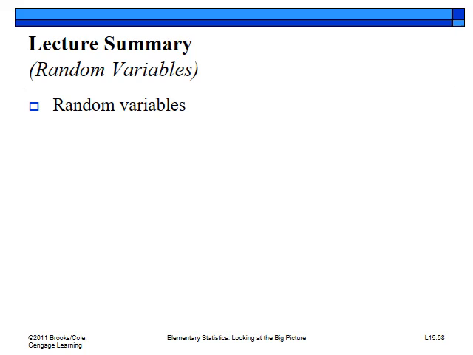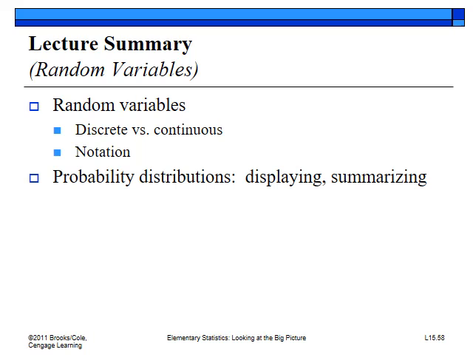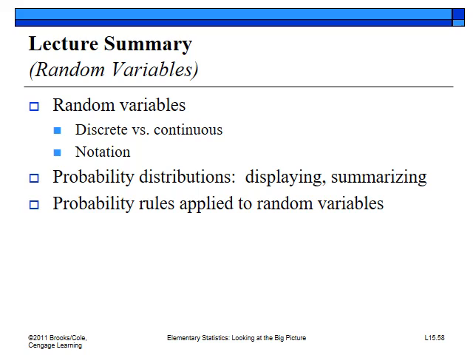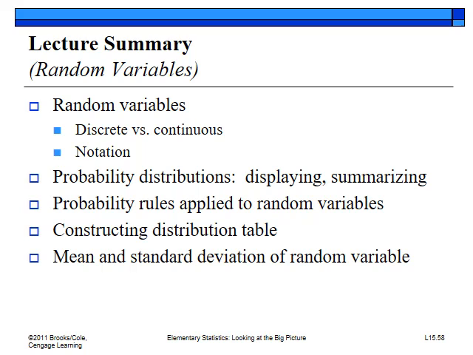So in this lecture, we've talked about random variables. We talked about the difference between discrete and continuous random variables. We looked at the notation that we'll use. We looked at how random variables are distributed. We talked about how to display and summarize them using a histogram, the mean, and the standard deviation. We applied the probability rules to random variables. We talked about constructing a table of the distribution, computing that mean and standard deviation, and the rules for working with the mean and the variance of our random variables.